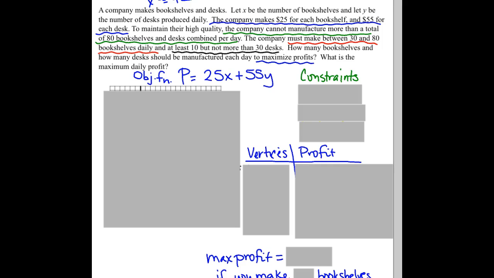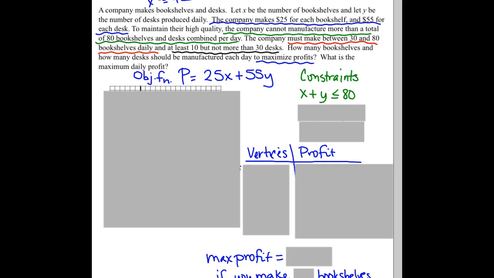Okay. Second thing I look for are the constraints. What limitations am I given? So go back and reread it. In green, it says the company cannot manufacture more than a total of 80 bookshelves and desks combined per day. How can you write an inequality statement about that? X plus Y is less than or equal to 80. Okay, that's one of your constraints.